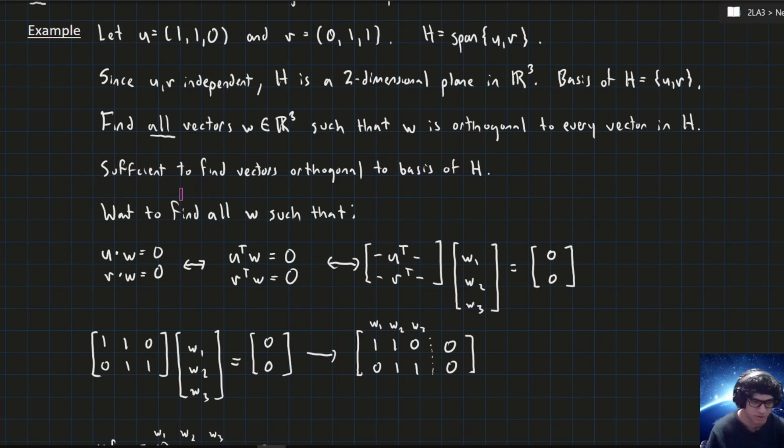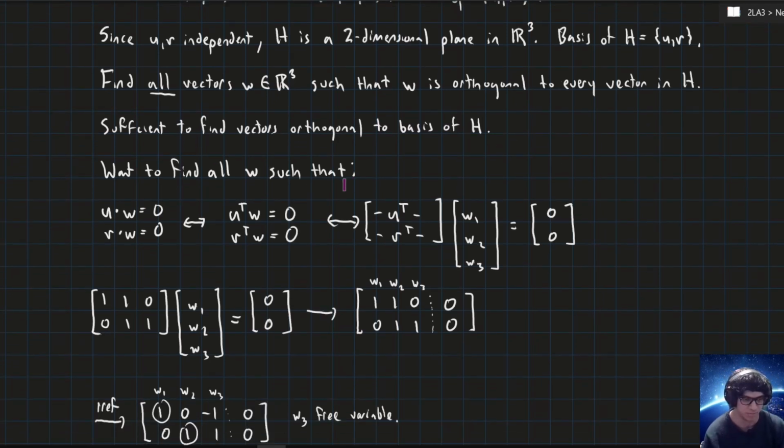So how do we phrase this question? We're looking for a w such that w dot u and w dot v are both 0. So we want these two conditions. And we can rewrite that as u transpose w equals 0 and v transpose w equals 0. Remember, in the very first lecture, we showed that we can go back and forth between the dot product and the matrix product.